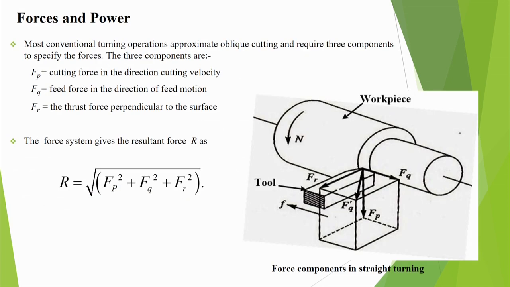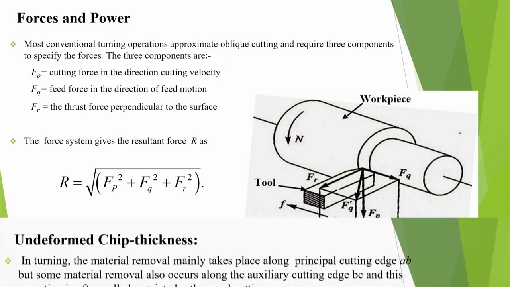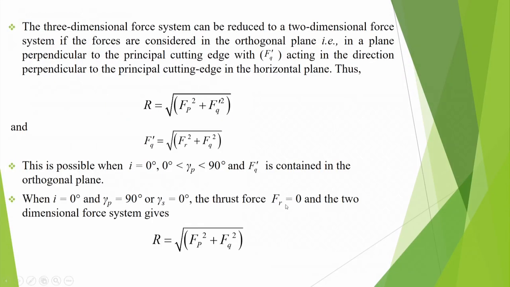So suppose it is some case of orthogonal cutting, a resultant of Fq and Fr, we have taken Fq prime, and this we consider as the thrust force. Remember, the angle between Fq prime and Fp is 90 degree, because Fp is fully vertical and we are assuming that it is orthogonal type of cutting in which Fq and Fr both are in the horizontal plane. So their resultant will be Fq prime, and this will be like that. So here this can be shown like this, R is equal to under root Fp square plus Fq prime square. And Fq prime in turn is under root Fr square plus Fq square.